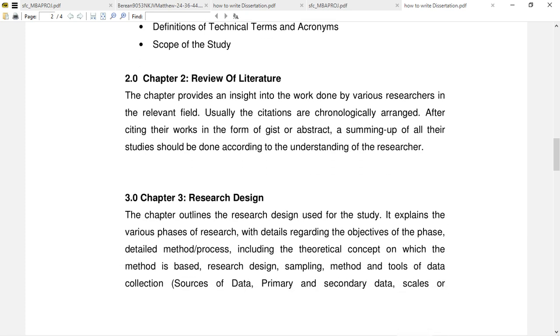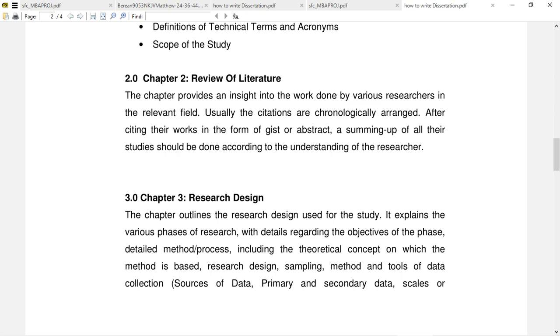Now we move on to chapter 2. This is a very, very important chapter of all, called the review of literature. As I told you, this chapter provides an insight into where the various research works carried out by people elsewhere across the world. Then you have to arrange all of their material, cite their names, and arrange them chronologically. That means year after year. So if you take 5 years of research studies conducted on conflicts and satisfaction, let us say 20-25 studies. So 20-25 authors research works have to be presented in this chapter, followed by lastly a gist or abstract or summing up of all their studies.